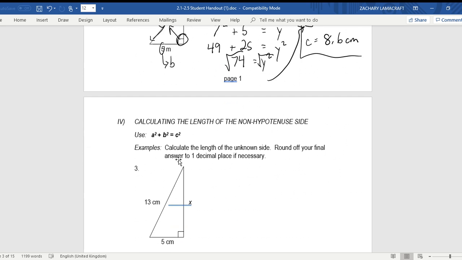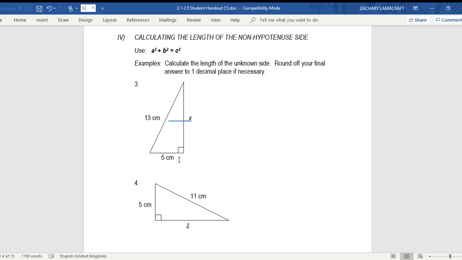Okay, so now we're looking at calculating the length of the non-hypotenuse side, okay? So not C, so one of the other ones, but not C. And in this case, it asks us to use a squared plus b squared equals c squared. So it says calculate the length of the unknown side and round your final answer to 1 decimal place. So we know that the side across from the right angle is always going to be C. And then we can just label A and B, either one. So I'm just going to go A here and B there.